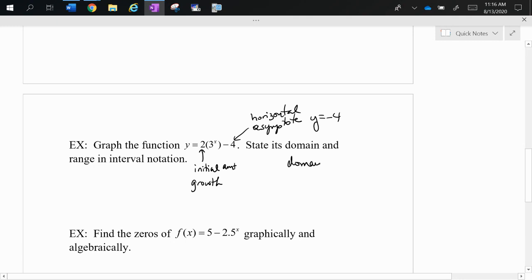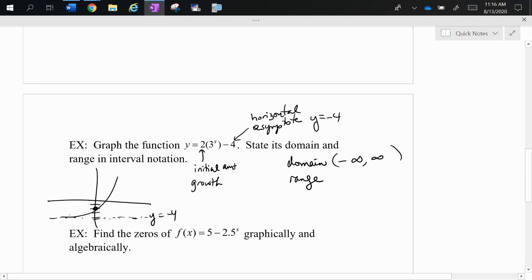The domain for all exponential functions is all the reals, so we can write negative infinity to infinity, and the range depends on the asymptote. If we have a growth function, it's going to do something like this. We've got a horizontal asymptote at y equals -4. Let's see if we can figure out what the y-intercept is. If we plug in 0 for x, we get 3 to the 0 is 1, 1 times 2 is 2, and 2 minus 4 is -2. So we've got a y-intercept at -2.